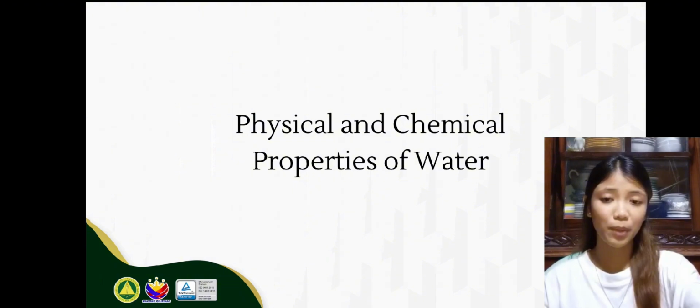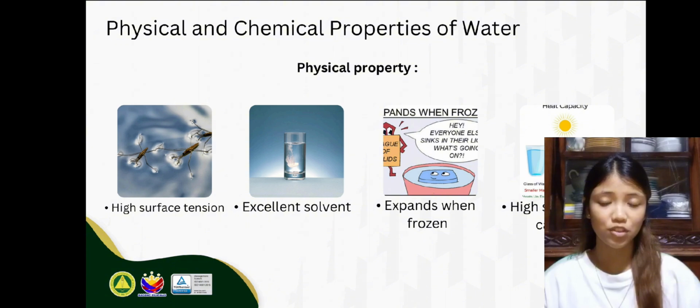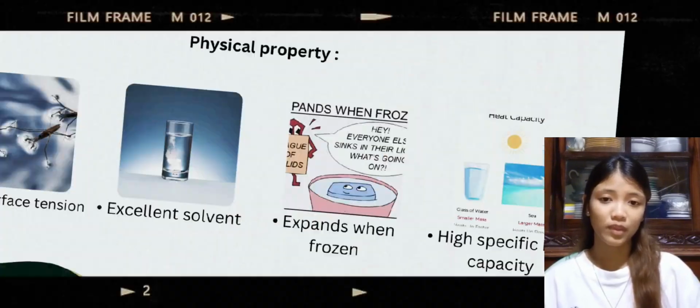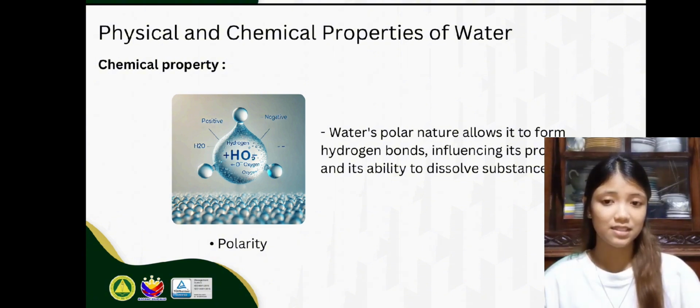We have physical properties and chemical properties of water. On physical properties, we have high surface tension, good solvent, high specific heat capacity, and expands when it freezes. Example, surface tension allows insects to walk on water. Chemical property: water is a polar molecule, allowing it to dissolve many substances. Example, water dissolves minerals in the soil, providing nutrients to plants.